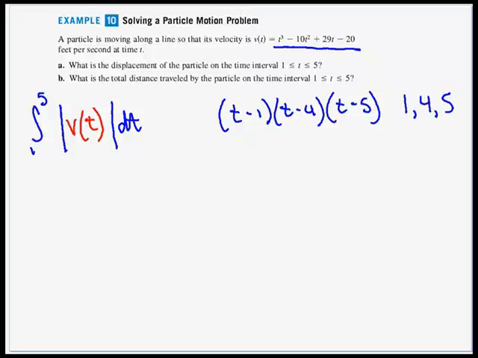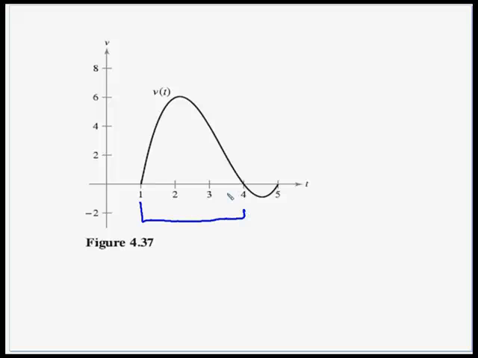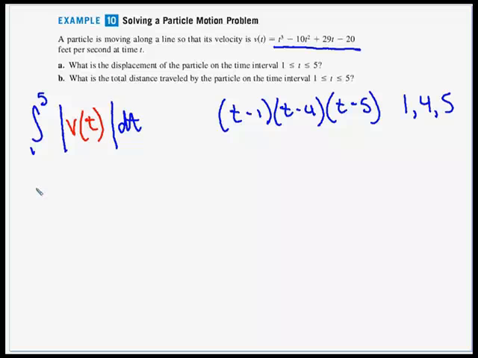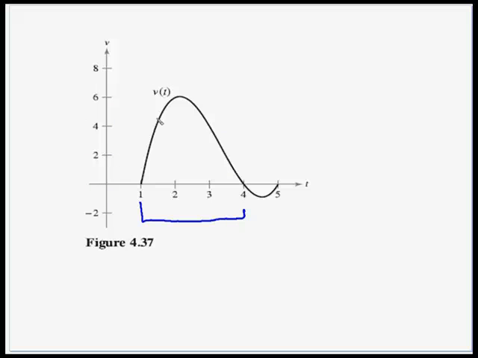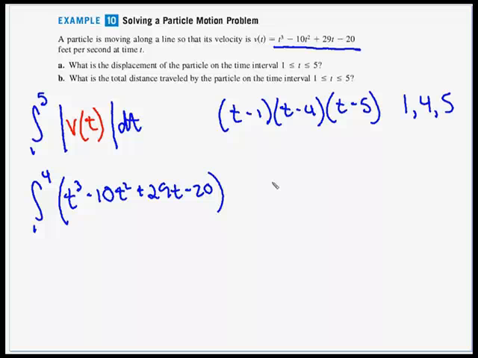So we're going to have to break this into two intervals. Our first interval is going to go from 1 to 4, and that's just going to be a straight definite integral from 1 to 4 of our function, t to the third minus 10t squared plus 29t minus 20. And then we need another going from 4 to 5, the integral from 4 to 5 of our same function, t to the third minus 10t squared plus 29t minus 20.